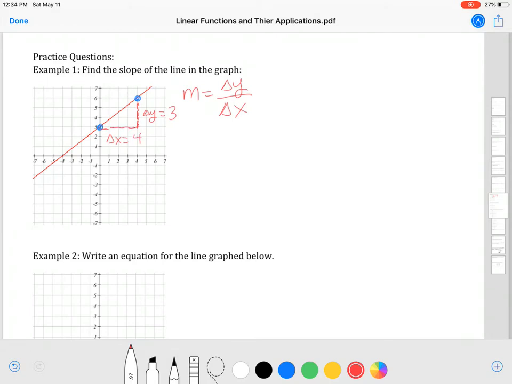Now they're both going in the positive direction. So when I go from this point to this point, I'm going to the right, which is positive, and I'm going up, which is positive. So when I take a positive over a positive, I should have a positive slope, which makes sense with the graph because as I trace this graph, left to right, it's going up. So I should have a positive slope. So my slope is going to be the change in y over change in x, which we found was 3/4.